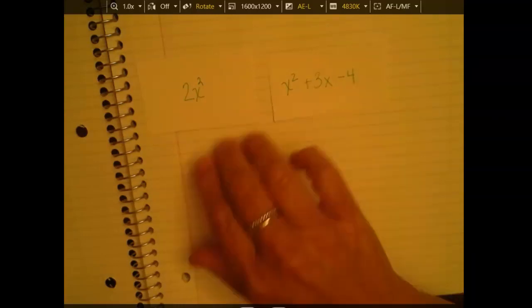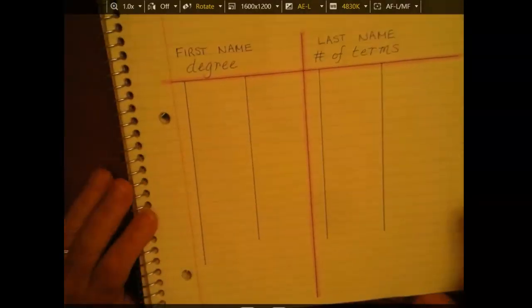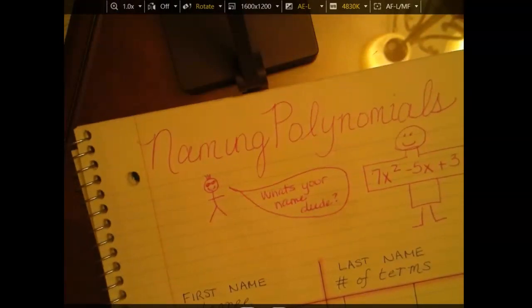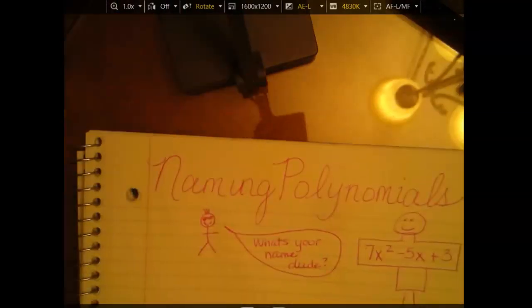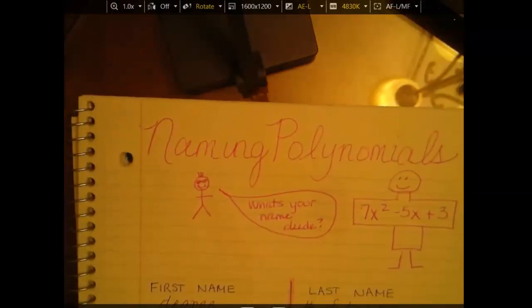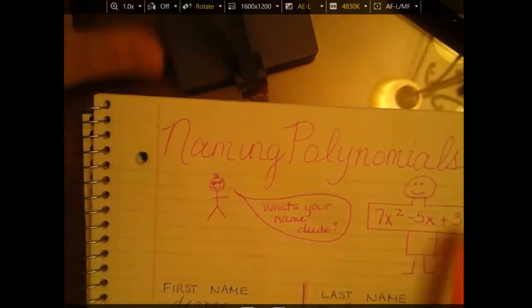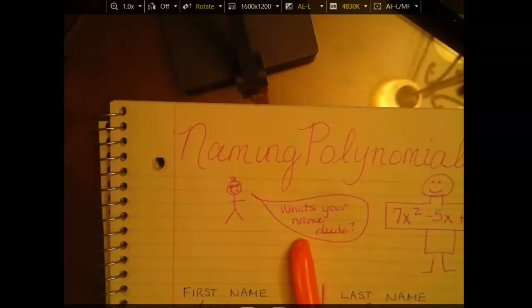So that's what we're going to write down now, is some stuff about naming. Because polynomials have 2 names. One name is based on how many terms it has, and the other name is based on the degree, right? So I have a little heading here on my paper that I think is humorous. Okay, naming polynomials. So we have 2 dudes, and one of them is a polynomial, see? And the other one says, "What's your name, dude?"